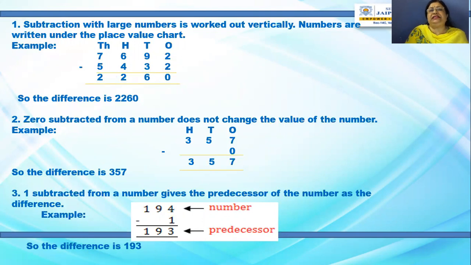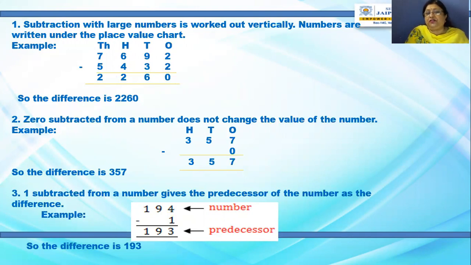That is 7,692. And then we are going to write down the smaller number, that is 5,432. Now we are going to start subtracting from the ones. 2 minus 2 is 0. 9 minus 3 is 6. Then hundreds: 6 minus 4 is 2. And then we subtract the digit in the thousands place. That is 7 minus 5 is 2.